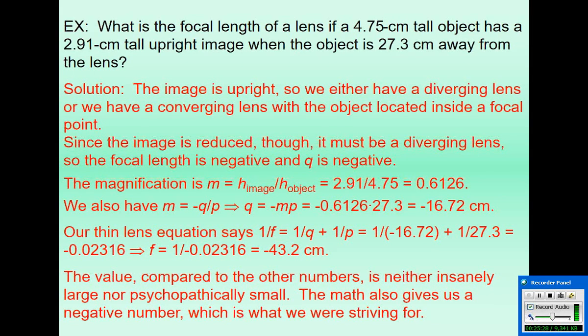Our prediction was that it was a diverging lens, and that we should expect the focal length to be negative. The math bears that out. Everything is consistent with each other, so we have some pretty good confidence in this solution.